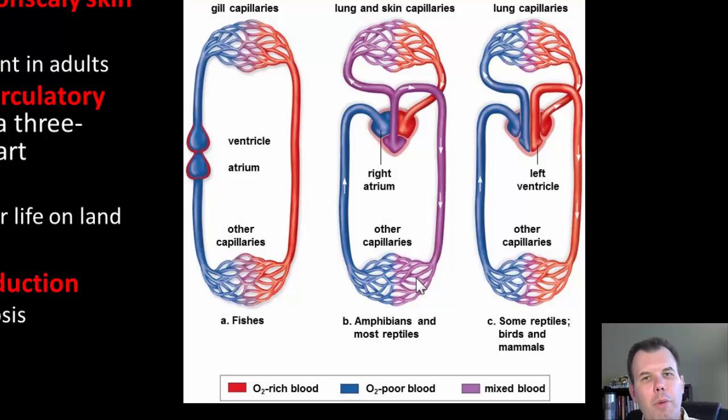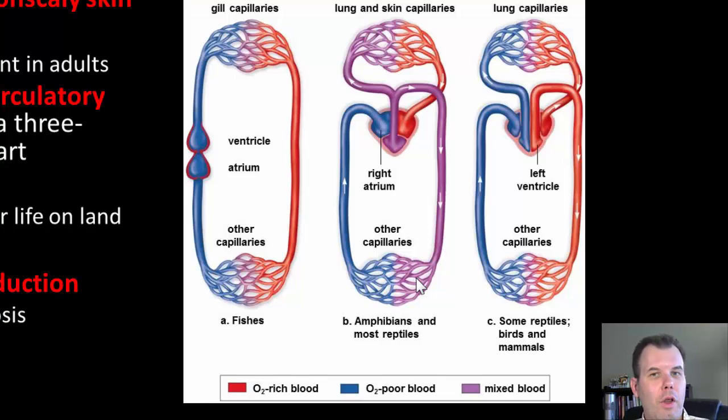Once we get above the reptiles, we start to see the four-chambered heart. So the crocodilians, so the alligators and crocodiles, have a four-chambered heart. The dinosaurs had a four-chambered heart. The birds and the mammals all had four chambers. And so again, you see this in the evolutionary history. It becomes more and more efficient when you're not pumping non-oxygenated blood throughout the rest of the body.